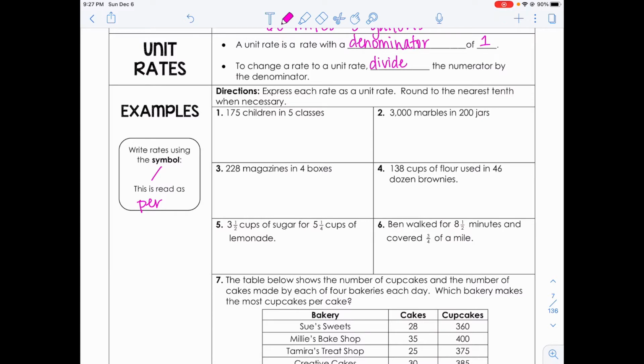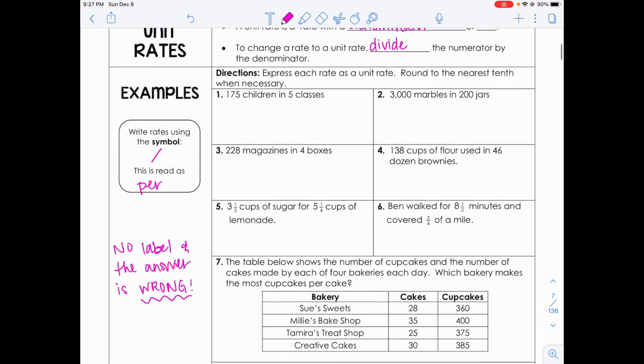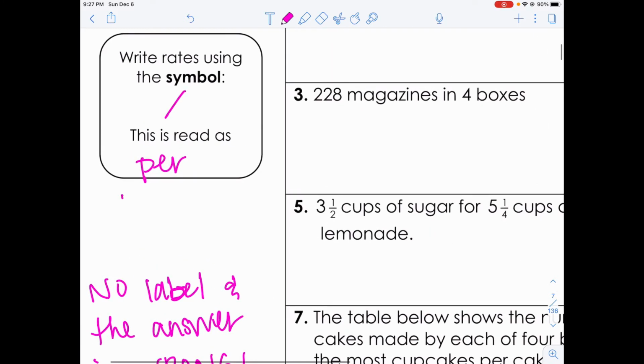Also, on this one, no label, and the answer is wrong. This is really important, especially because you're comparing two different quantities. So you have to label everything, and your label should have two parts to them. It should be whatever the label for the numerator was, per whatever the label for the denominator was. So for example, on this first one, when I did miles per gallon, if I was writing that as a unit rate, I would write miles per gallon.